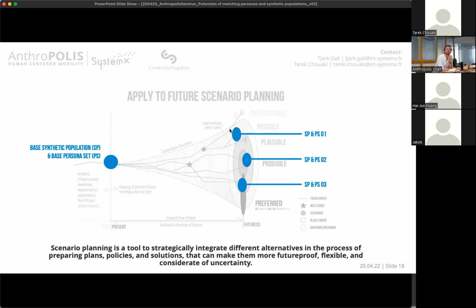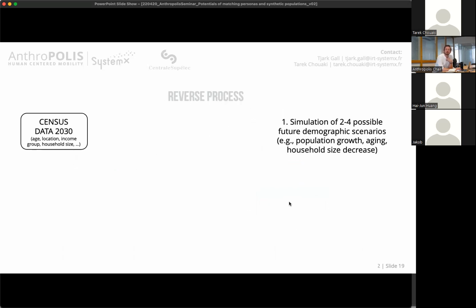But if we want to go, for example, to the year 2030, we don't just want to have one, because we don't know necessarily what the exact population size or the exact behaviors will be, but we want to have a variation between different ones. So we can have specific synthetic populations and personas which represent a certain future. And how could we do that, or how are we trying to do that at the moment?